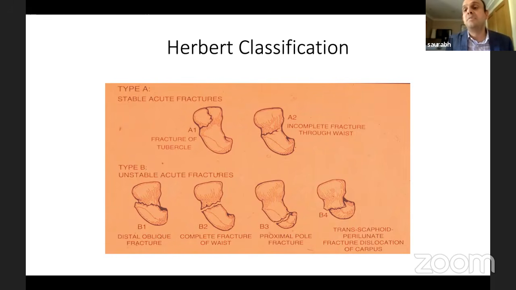And then there's a type C, which is a delayed union, and a type D, which is a non-union scaphoid. Important thing here is this classification does help you in the treatment. For example, if it's a B2, which is a displaced waist fracture, then the patient needs a surgery. All B3s need surgery, all B4 need surgery, B5 need surgery, delayed union and non-union will need surgery. So think of Herbert classification like that. It may help you to remember.